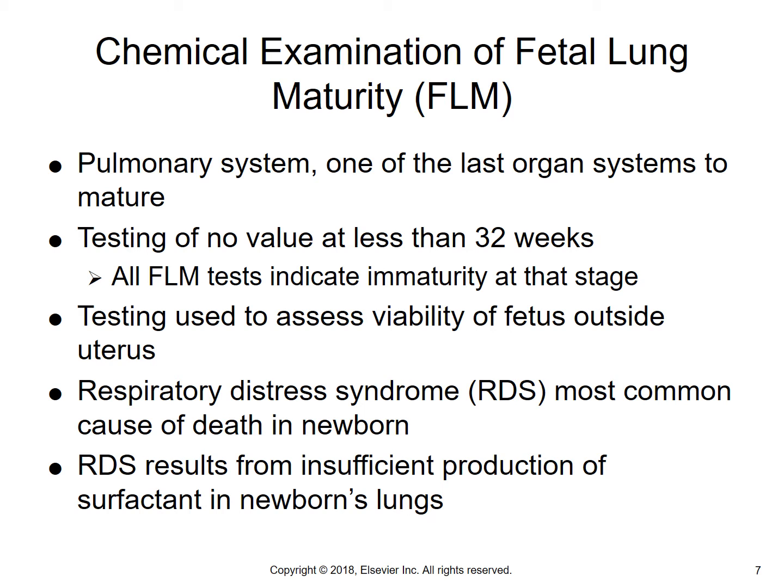When we talk about respiratory distress syndrome, it is the most common cause of death in the newborn, and it's a primary concern when a preterm delivery is necessary. It results from insufficient production of surfactant at the surface of the lungs. Normally alveolar epithelial cells produce and secrete phospholipids in the form of something called lamellar bodies. These lamellar bodies release their active surface compounds, known as surfactants, into the alveolar space.